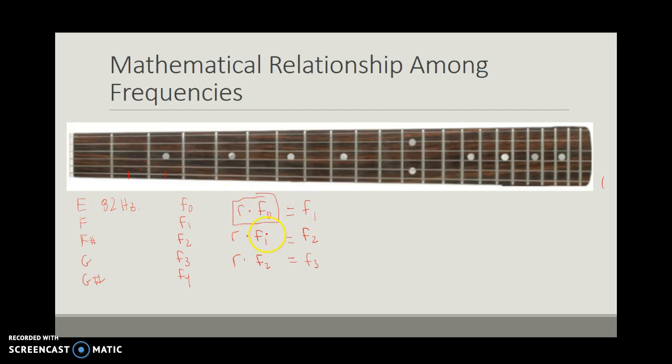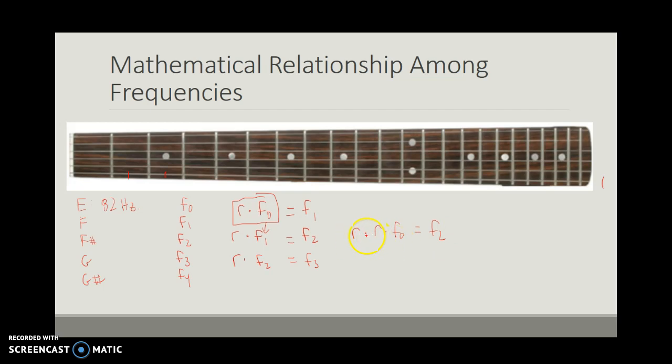So F1 is equal to that, which means I can plug it in there. So that will give me R times R times F0 equals F2. That's nice because now I can express the frequency of the note in the second fret as a function of the frequency of the open note.